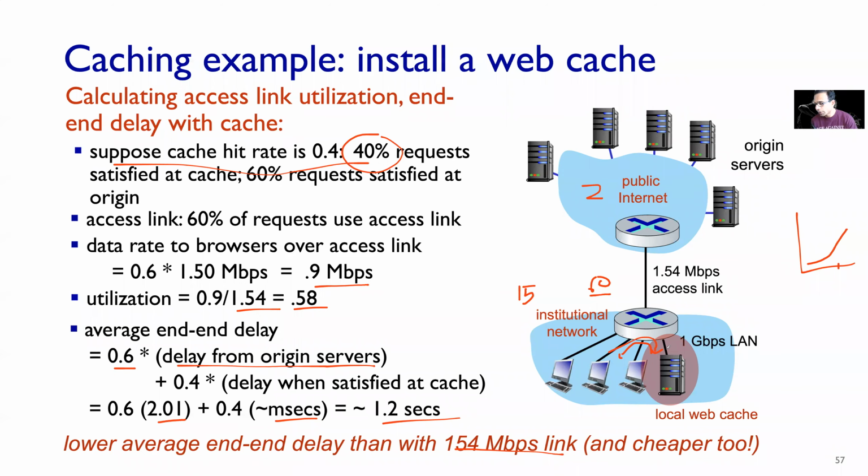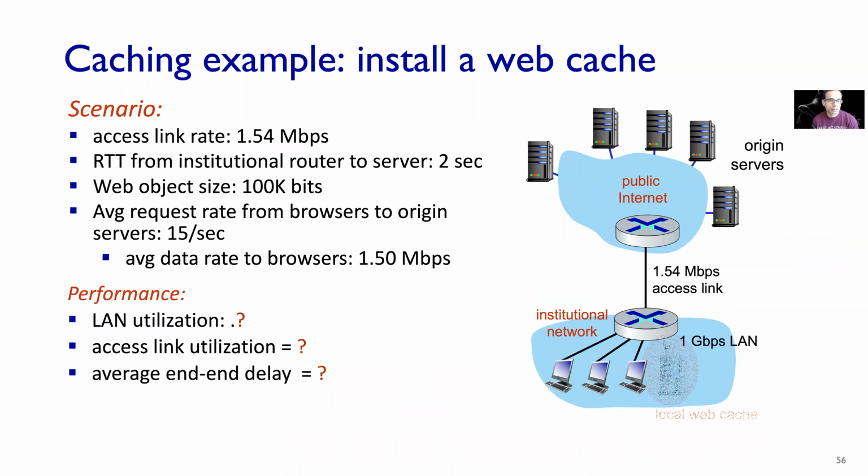Where did you get the 1.5? Well, it's just 15 times 100. You're getting 15 requests going out, 15 responses are coming back, right? And each response is 100 kilobits. So 15 times 100 is 1.5.